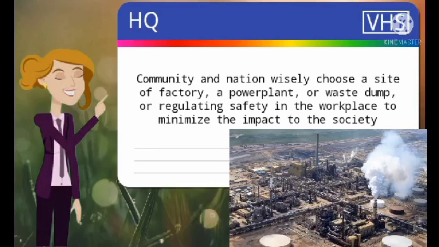Community and nation wisely choose a site of factory, a power plant, or waste dump, or regulating safety in the workplace to minimize the impact to the society.